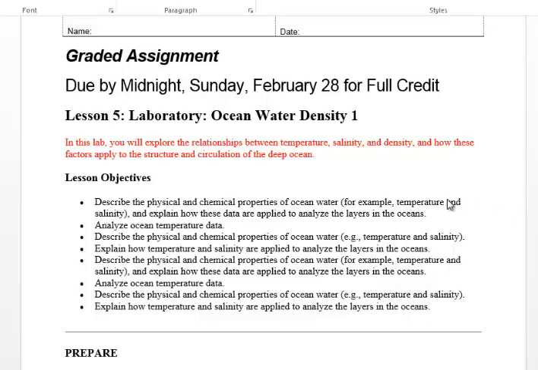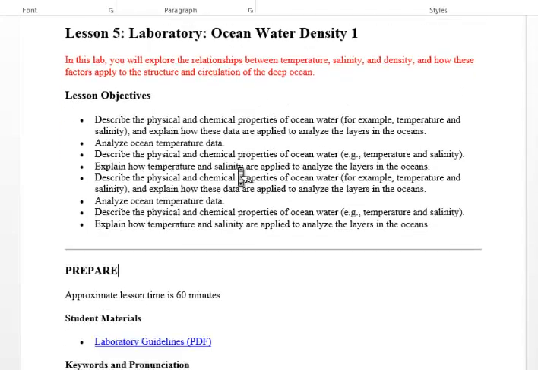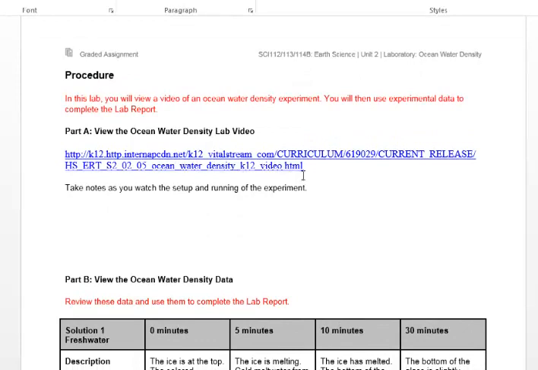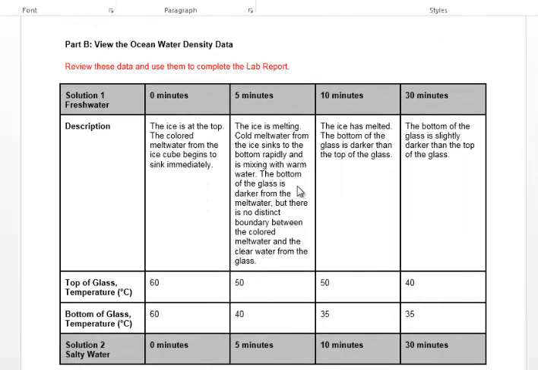So as you can see, I have the lab up. If I scroll through the lab, it gives me the ocean water density lab video. Okay, so I want you to view that. And then it also gives me the data from the video.